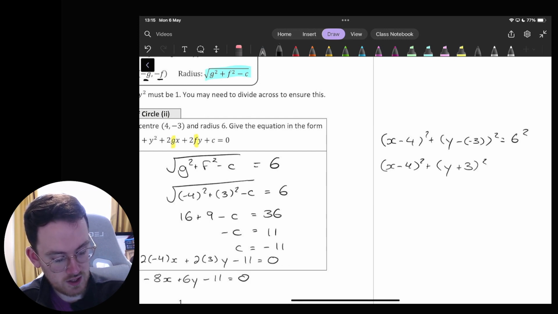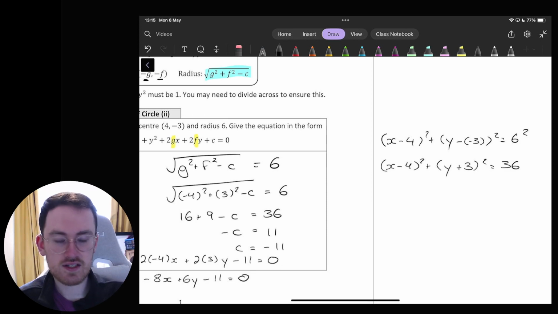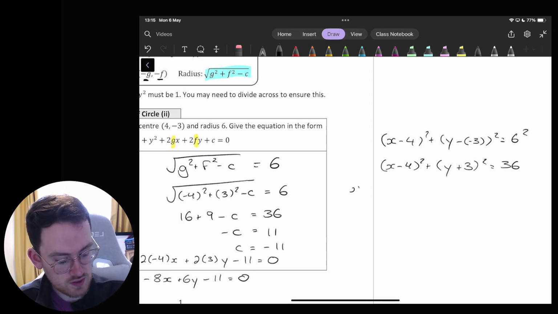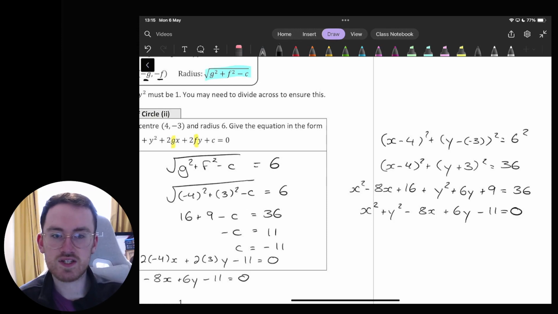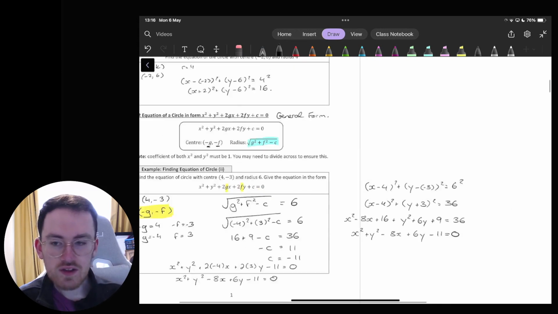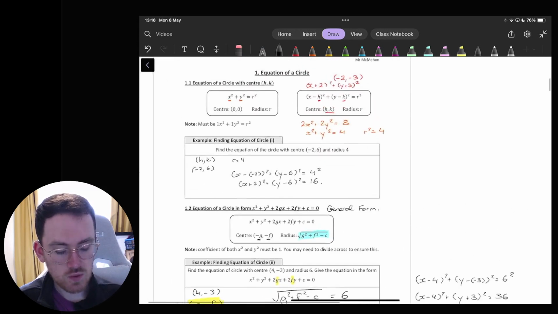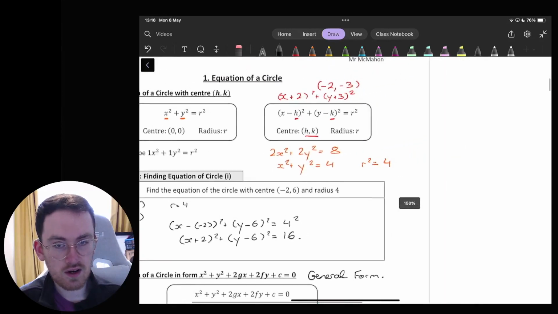So let's just have a look at that there. So just finalizing that, or writing it out in that exact format here, and then adjusting. So x squared minus 8x plus 16 plus y squared plus 6y plus 9 equals 36. So x squared plus y squared minus 8x plus 6y, and we get our minus 11 here. We end up with the same format of the circle. So showing that those two equations of our circle are quite related. I suppose one more thing to note here, particularly with this first format of the circle, is even just where this comes from.